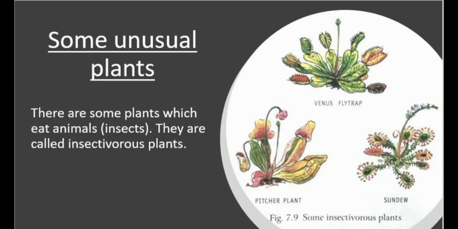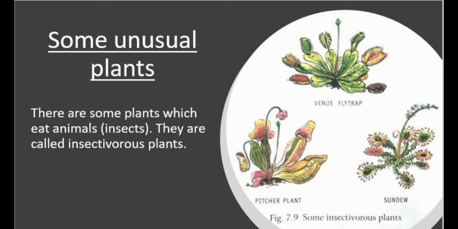Now we will learn about some unusual plants. There are some plants which eat animals like small insects. They are called insectivorous plants. Some examples of insectivorous plants are Venus flytrap, pitcher plant and sundew.